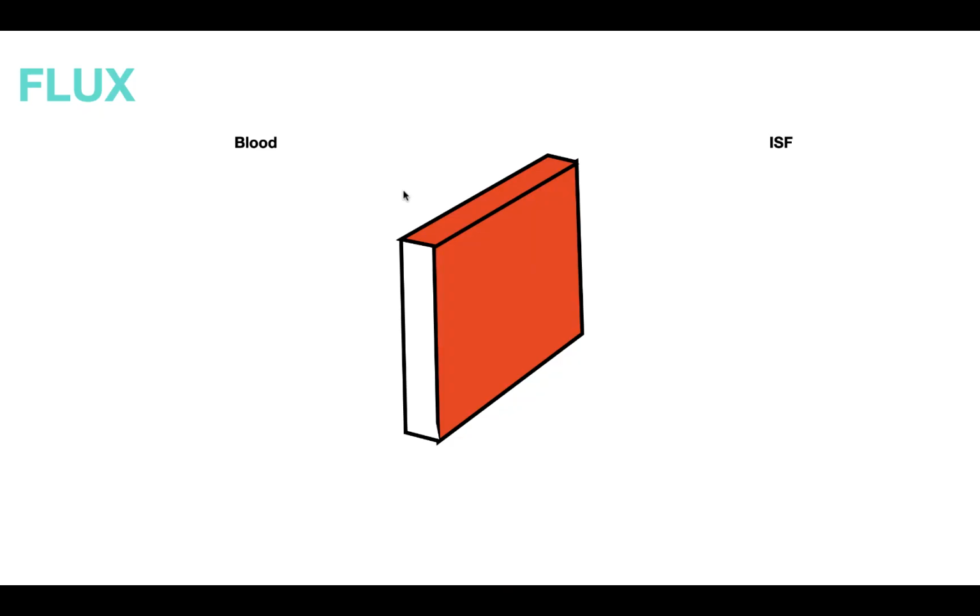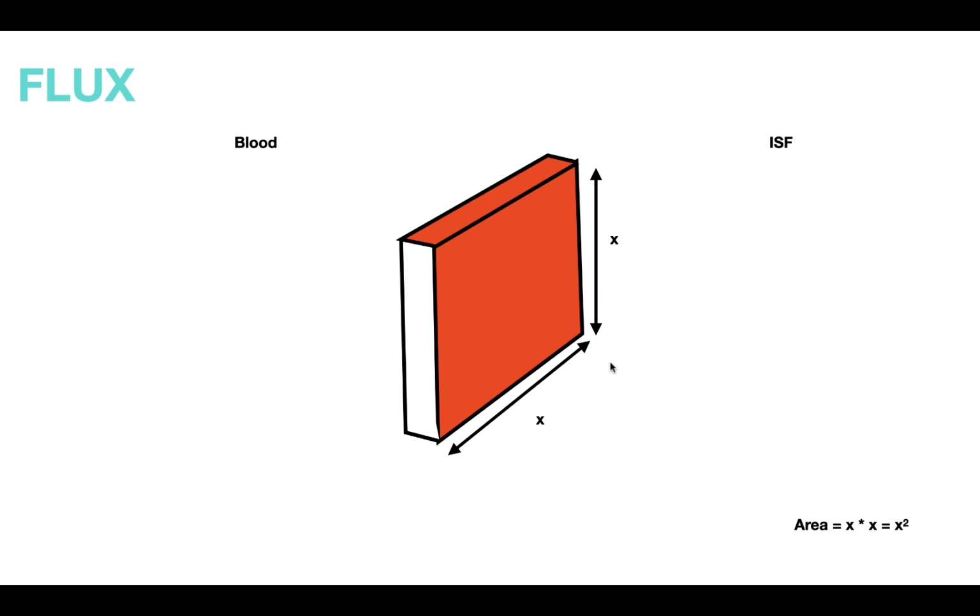In order to understand how solutes are going to be exchanged at the capillary, we have to understand a concept called flux. To understand flux, we have two compartments, a compartment of blood and a compartment of interstitial fluid, separated by a semi-permeable square membrane. This square membrane has a certain area that we can calculate by multiplying the length and the width. So the area is going to be x squared.